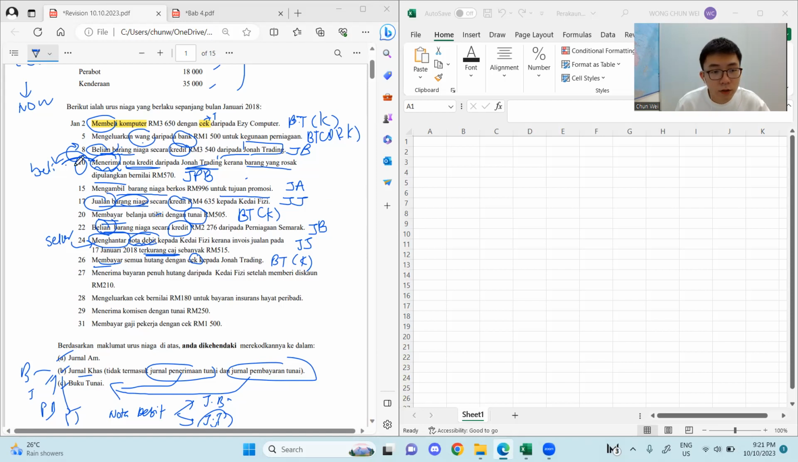No, you just look for the keyword from our side. Whenever you're recording, you record from our side. All right. So, for example, for 22nd, you belian barang niaga. Belian, actually, they're just being fancy. It's actually beli barang niaga daripada peniagaan semarak. So, whenever you see the keyword belian, beli, this is a general belian. You don't have to think twice. Okay, you don't have to confuse yourself. It's just straightforward. Jualan maksud you jual.